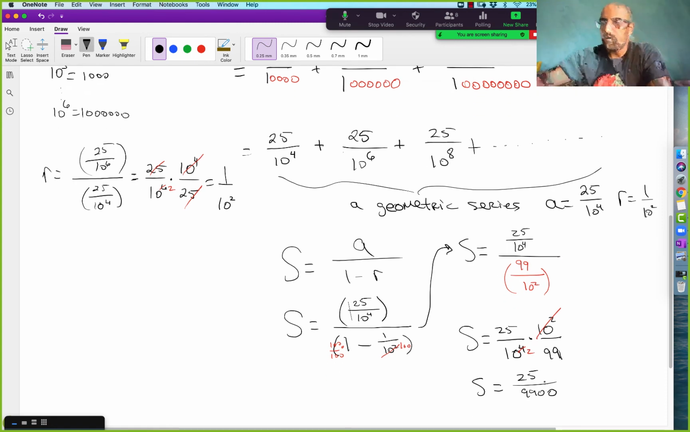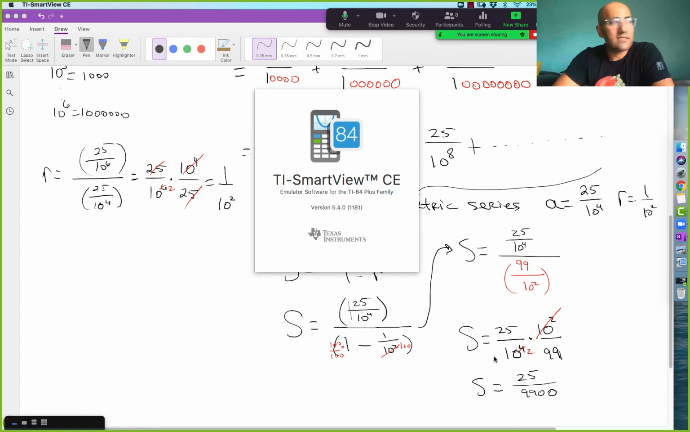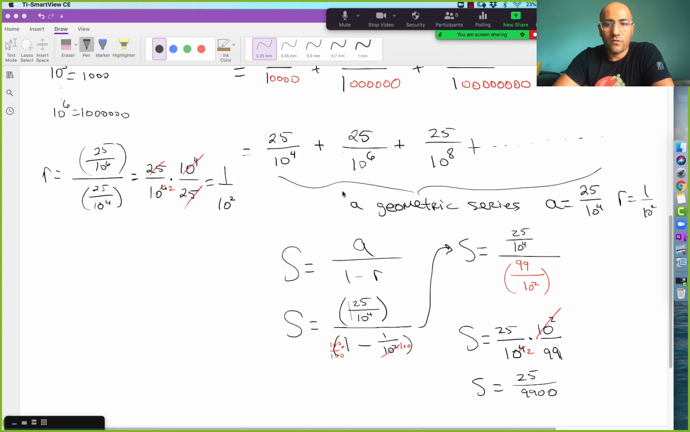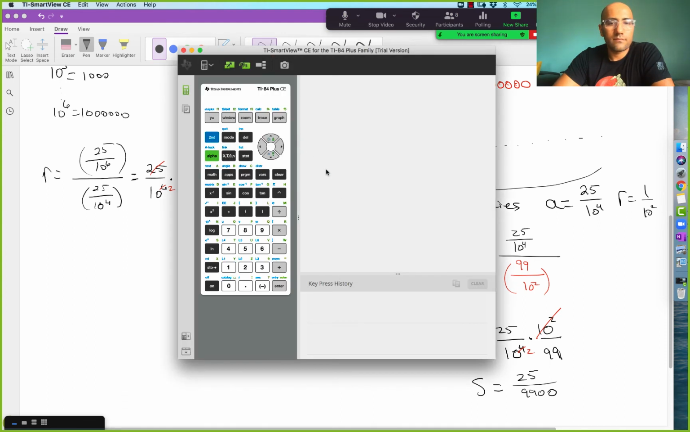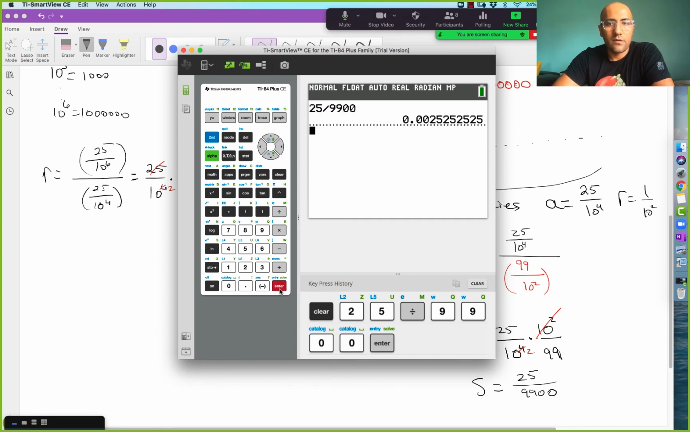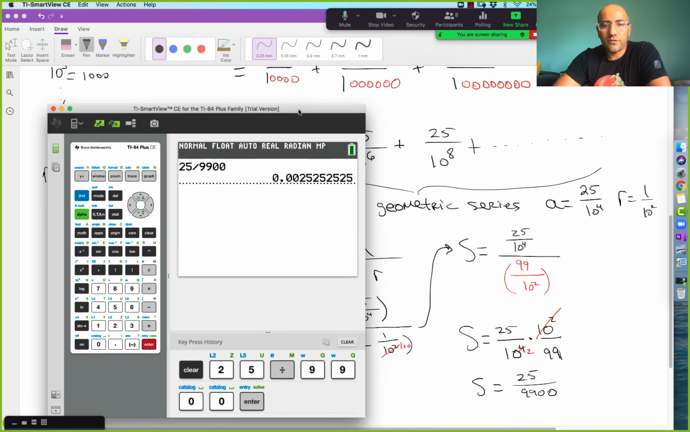Good. And at this point, I can confirm my solution to make sure that it works out. Let's go over here to the calculator and confirm that this is going to give me the infinite decimal that I expect it will. So let's clear this. So 25 divided by 9900 equals this. And I know the calculator cuts it off, but it's going on forever. Right? This will go on forever. Good. Questions?